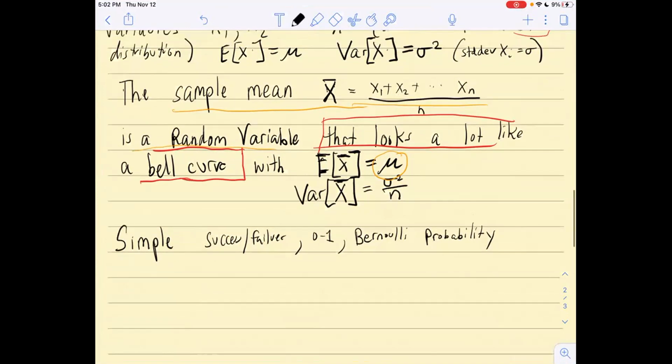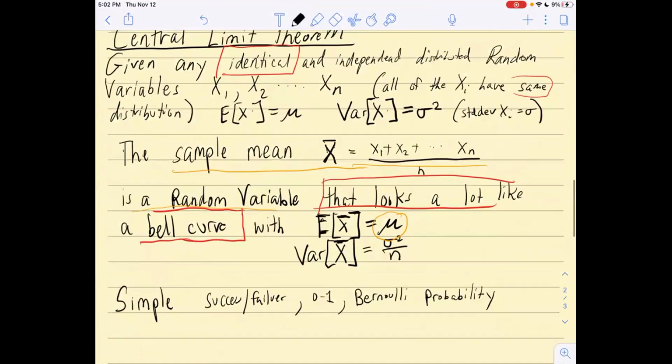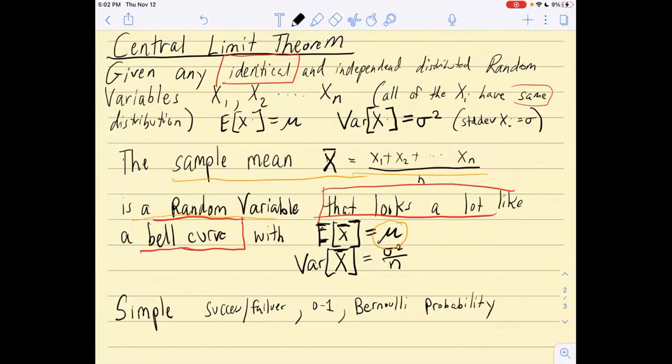Okay. So this is the statement. If you take the sum of a bunch of random variables, divide by n, and you call it the sample mean, that's its own random variable, and it turns out it's going to look a lot like a bell curve. This is a difficult statement to prove, but it's just a mathematical theorem, and you can observe it happening a lot in nature. And we get the expected value as mu, and the variance of this bell curve is getting smaller and smaller.